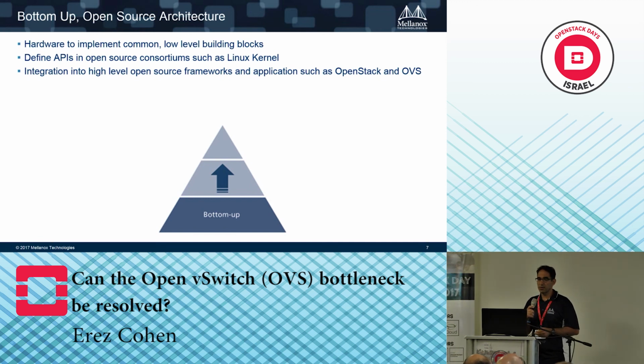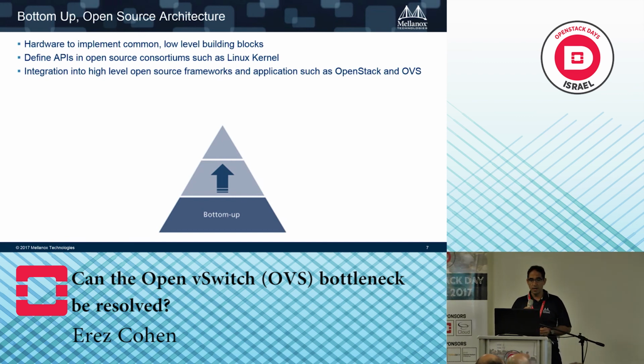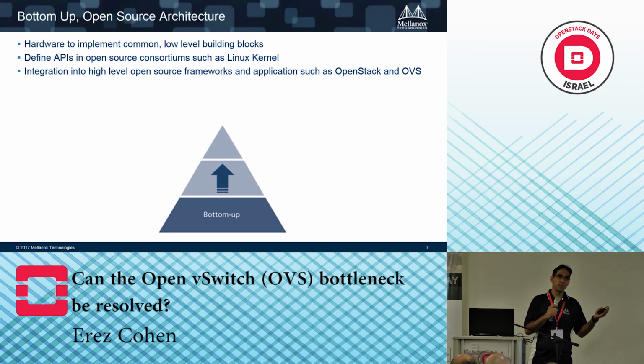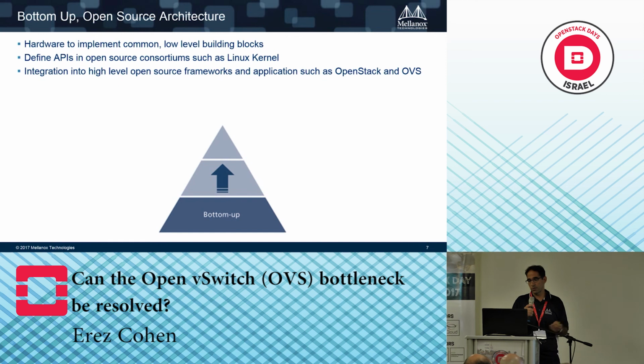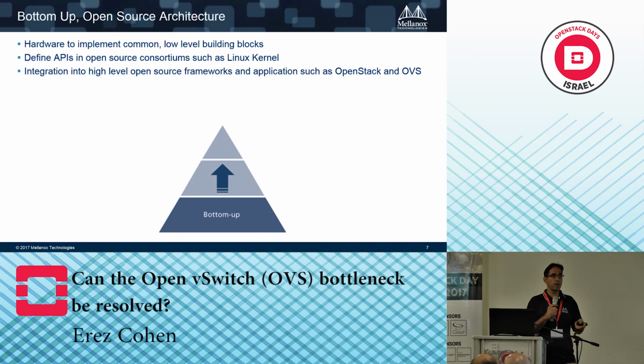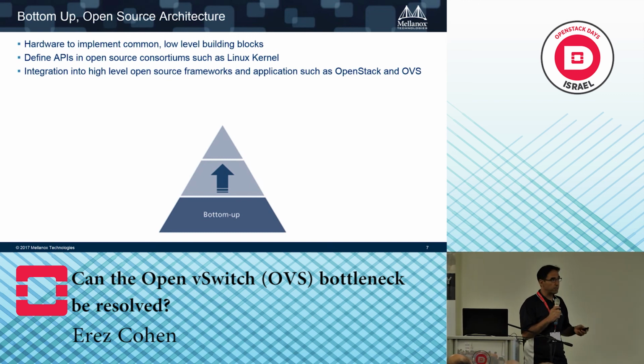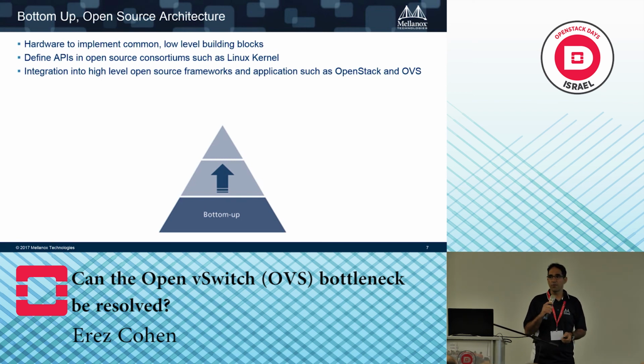The next thing is to define an API in open source consortiums rather than a specification, to consume those accelerations, like the Linux open source project or OpenStack itself, and then integrating into upper layers as we go up. It depends how far up we want to go, and I'll describe two use cases in a minute. This approach that we took is starting to formalize into kind of the standard approach in the industry.